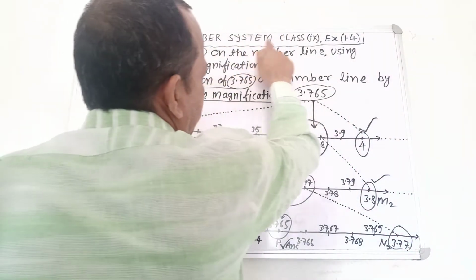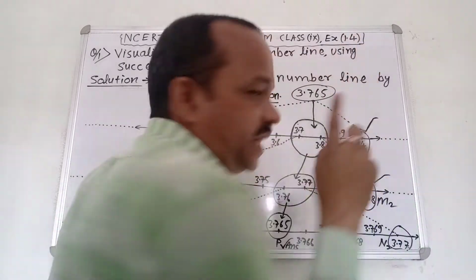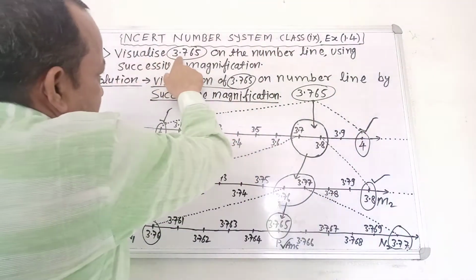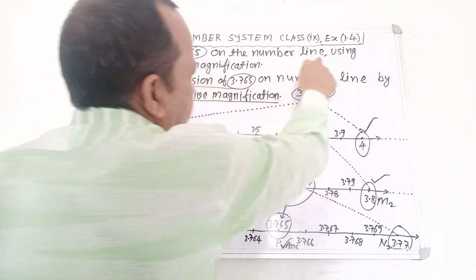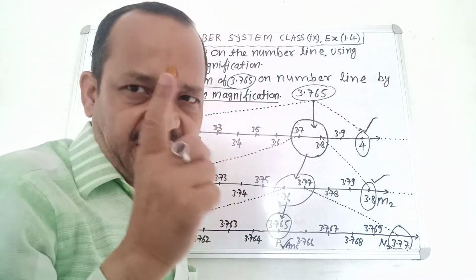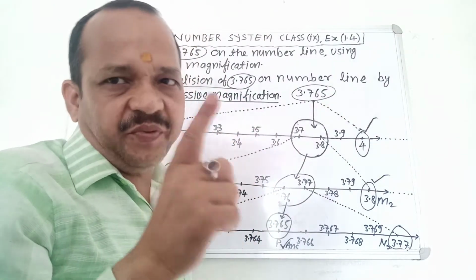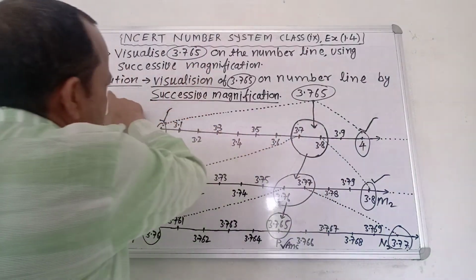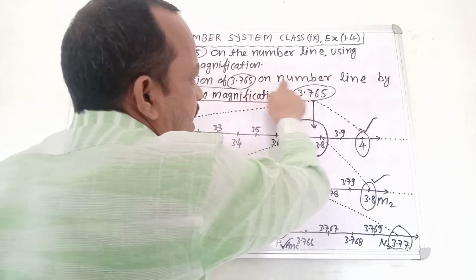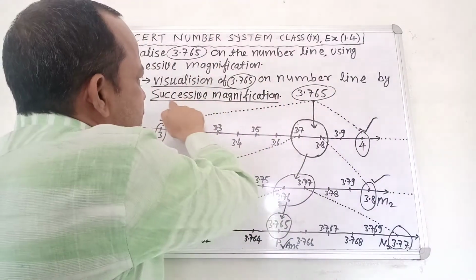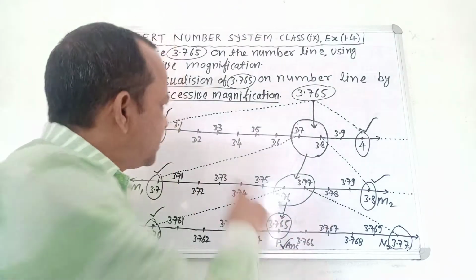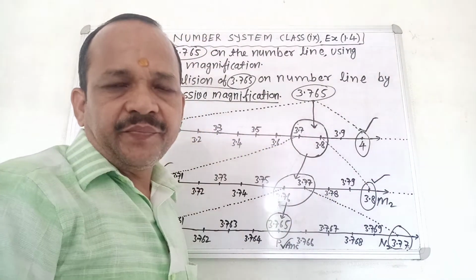NCERT number system, class 9th, exercise 1.4, question number first. Visualize 3.765 on the number line using successive magnification. Solution: visualization of 3.765 on the number line by successive magnification. Question is clear? Draw a number line.